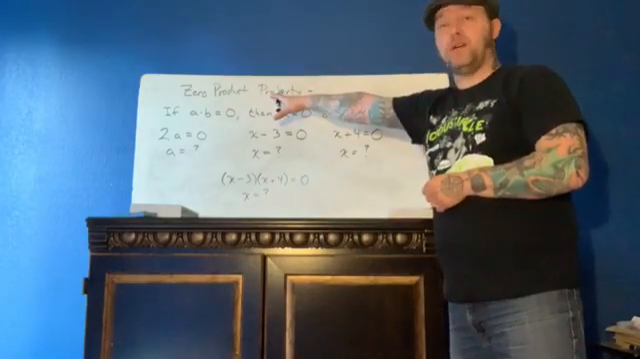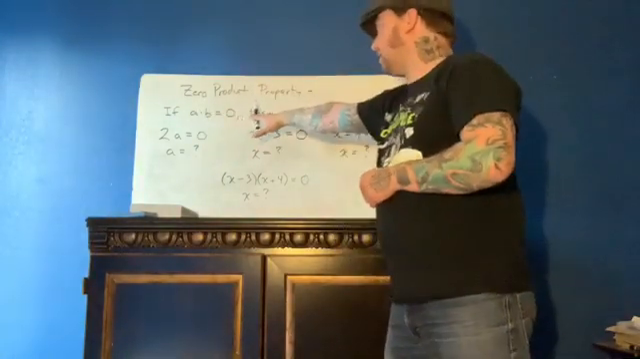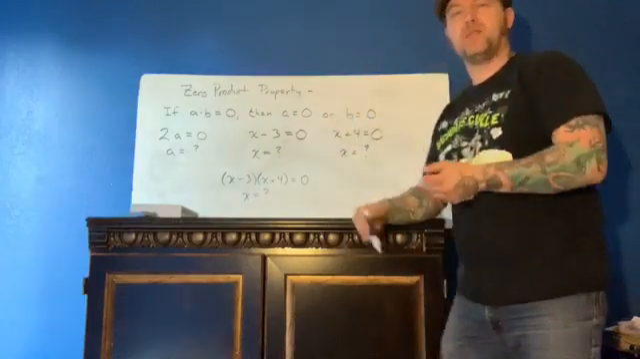I'm here today to teach you about the zero product property. So if you look up here, the zero product property says if A times B equals 0, then A equals 0 or B equals 0. That makes sense, right? Think about it.